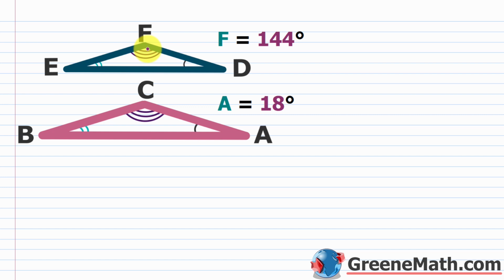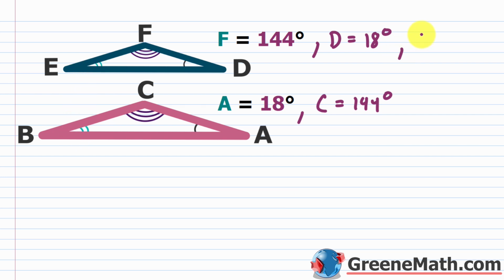So what that tells me is that if I know the measure of angle F is 144 degrees, then I also know the measure of angle C is going to be 144 degrees as well. If I know that the measure of angle A is 18 degrees, that tells me that the measure of angle D is 18 degrees as well. Now, what I don't know here is the measure of angle B and the measure of angle E.